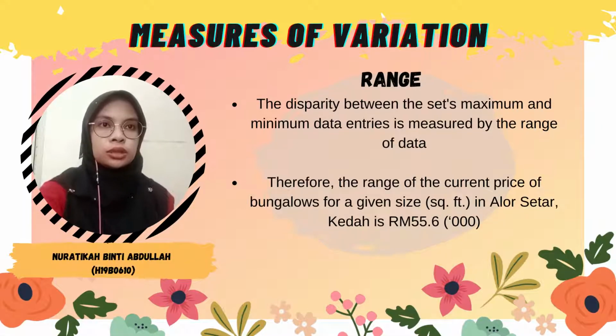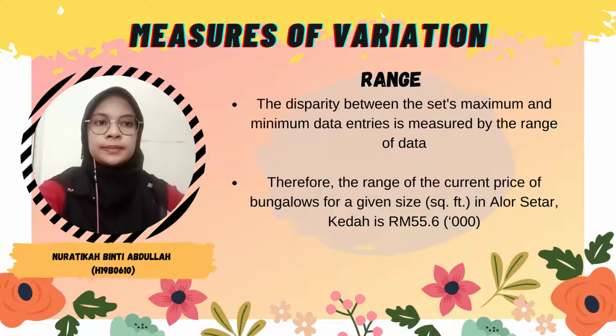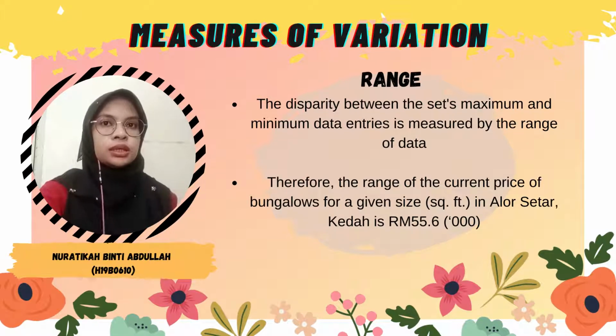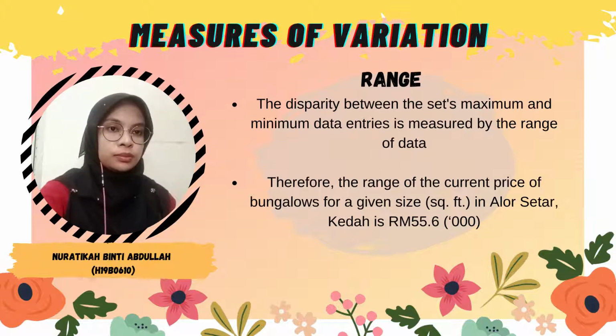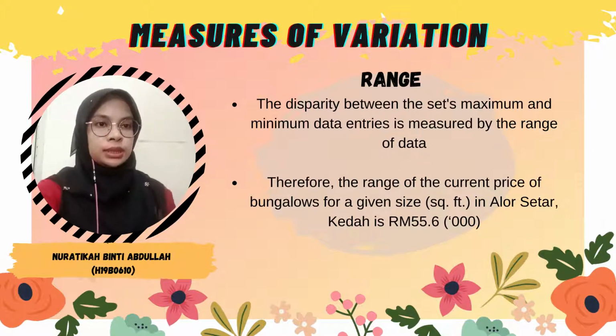Okay, next is measures of variation. To measure the amount of difference between random variables, we usually use three types of parameters such as range, variance, and standard deviation. Okay, first is range. The disparity between the set's maximum and minimum data entries is measured by the range of data. The formula for calculating range is as follows. Range equals maximum data entry minus minimum data entry. Therefore, the range of the current price of bungalows for a given size in Alus Kedah is 55.6.